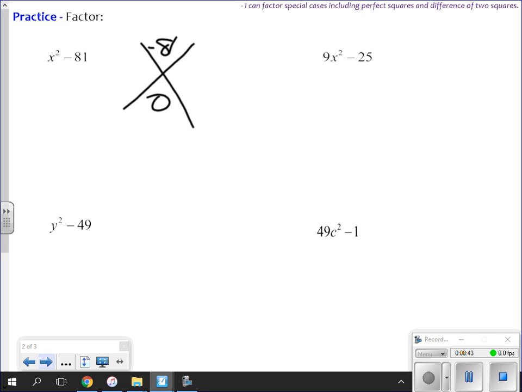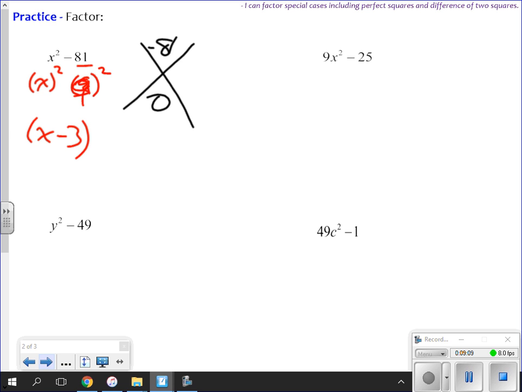this a perfect square? Yeah, I'm taking X and squaring it. Is 81 a perfect square? Yeah, it's 9 squared. What's in between them? A minus, right? If I have a minus in between, a square minus a square, that means I have the square root of the first minus the square root of the second, square root of x. Sorry, this should be a 3.